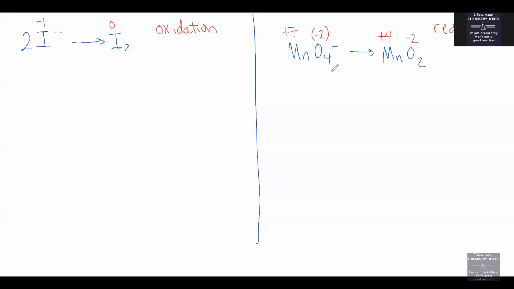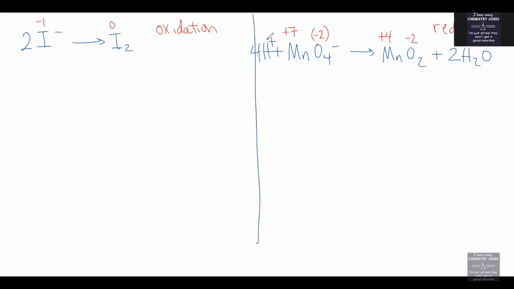This one's done. This one, I've got 4 oxygens on the left, 2 oxygens on the right, so add 2 waters to the products side. 2 waters brought in 2 oxygens, but it also brought in 4 hydrogens. So I need to add 4 H plus on the reactants side.